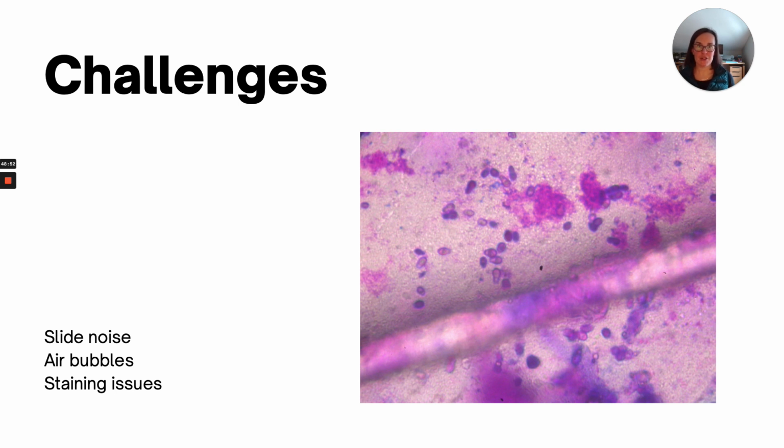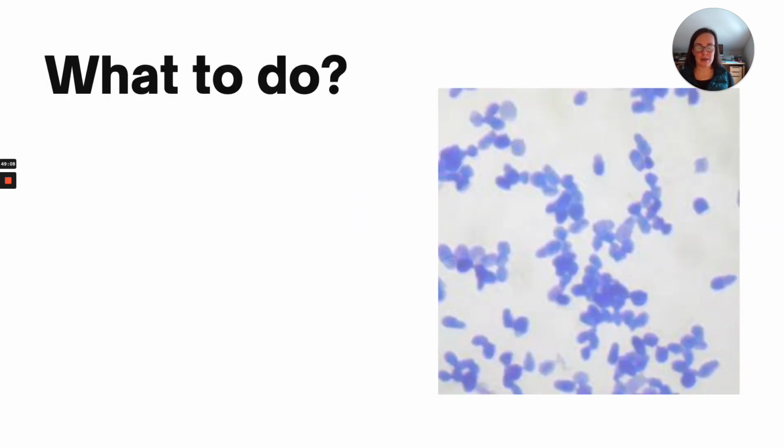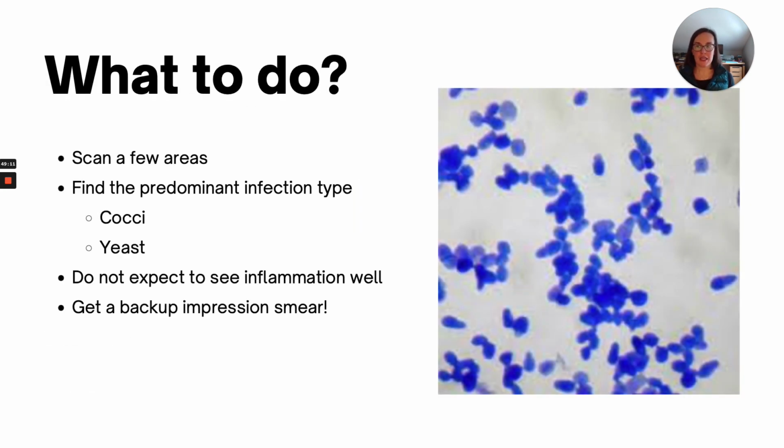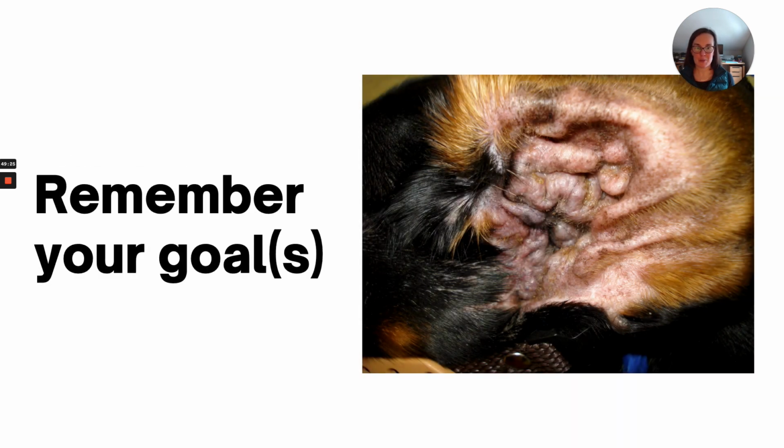So again, these are just little kernels, and I can expand on all of this so much more. Maybe we could talk about this at our Zoom call this month, because I think the biggest challenge is interpreting our slides, but I just really wanted to make sure you knew how to collect your slides. So air bubbles are super annoying. Staining issues, now you know exactly how to stain them. So again, we just reviewed this. Scan a few times, make sure you're getting a lot of different places that you're sampling on your tape prep. I'm looking for predominant infection type, and then don't expect to see inflammation well, and sometimes you do need to get a backup impression smear.